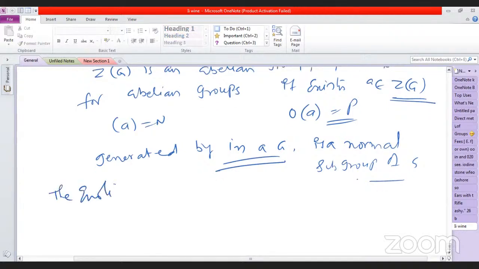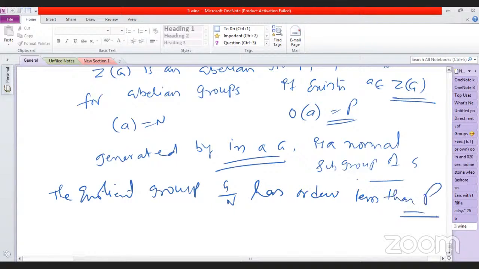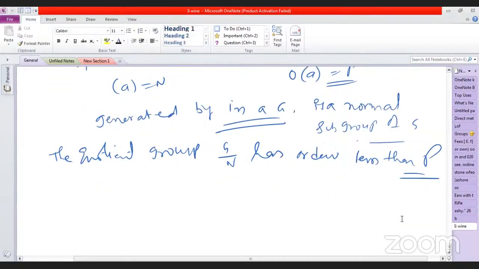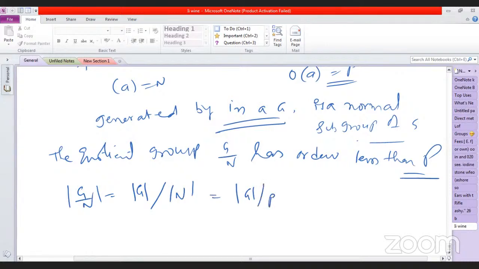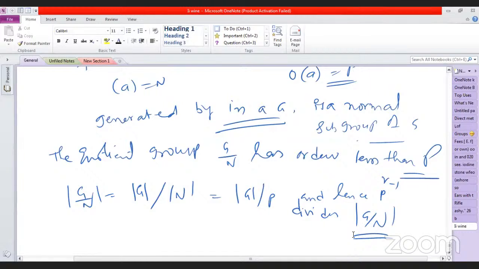The quotient group G by N has order less than that of G. By Lagrange's theorem, the order of G by N is equal to the order of G divided by the order of N, that is, the order of G by P. So we can write P power R minus 1 divides the order of G by N.